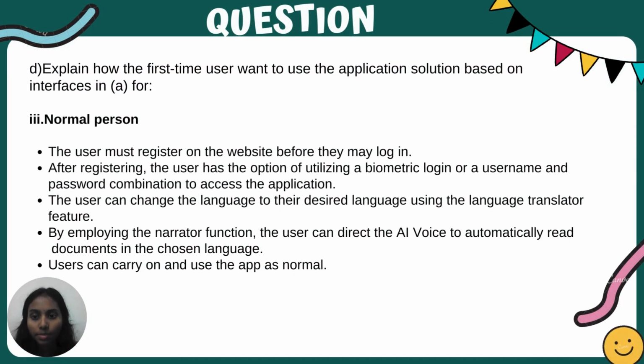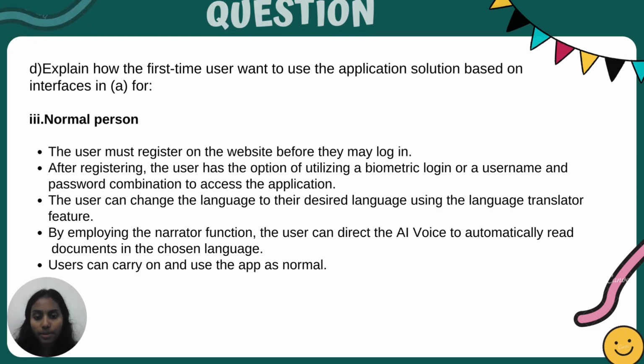So for the normal person, the user must register on the website before they may log in. After registering, the user has the option of utilizing a biometric login or a username and password combination to access the application. The user can change the language to their desired language using the language translator feature. By employing the narrator function, the user can direct the AI voice to automatically read the documents in the chosen language. Users can carry on and use the app as normal.